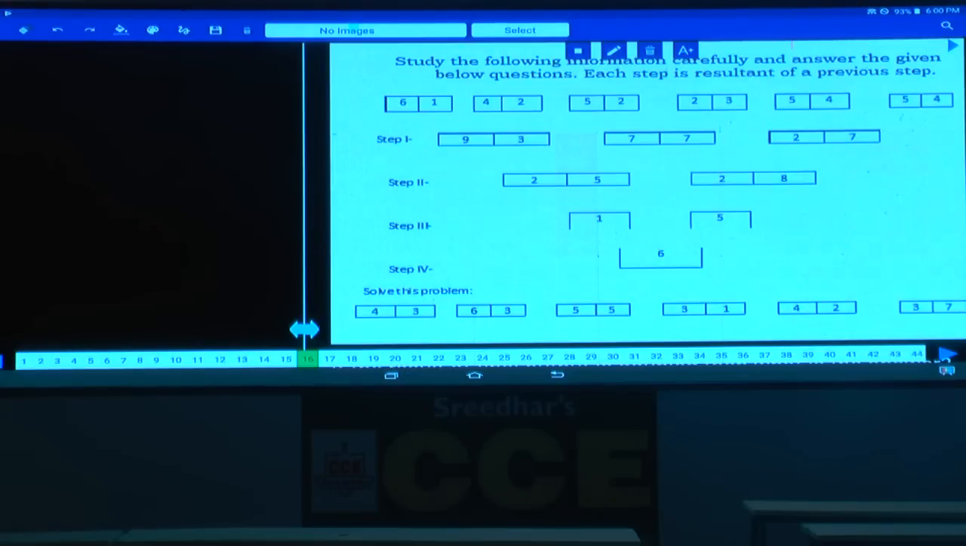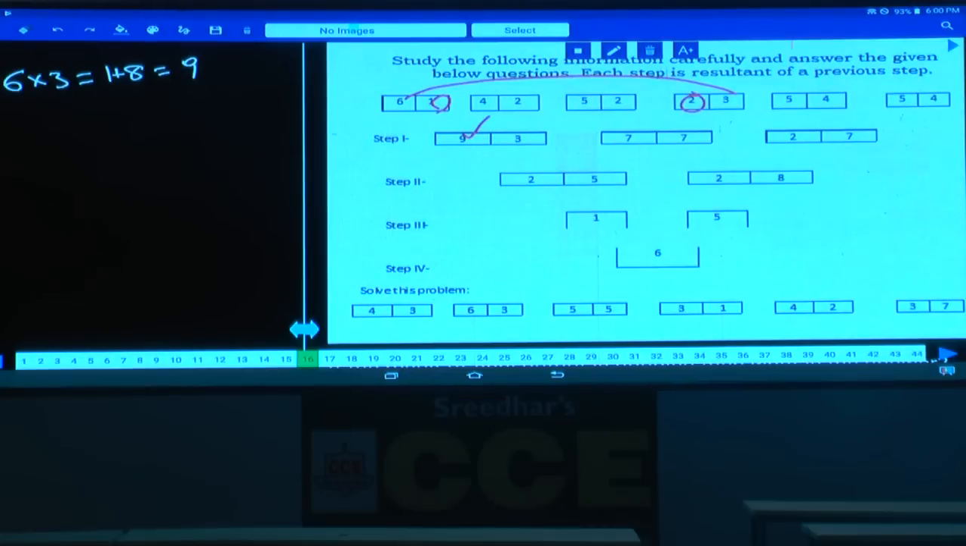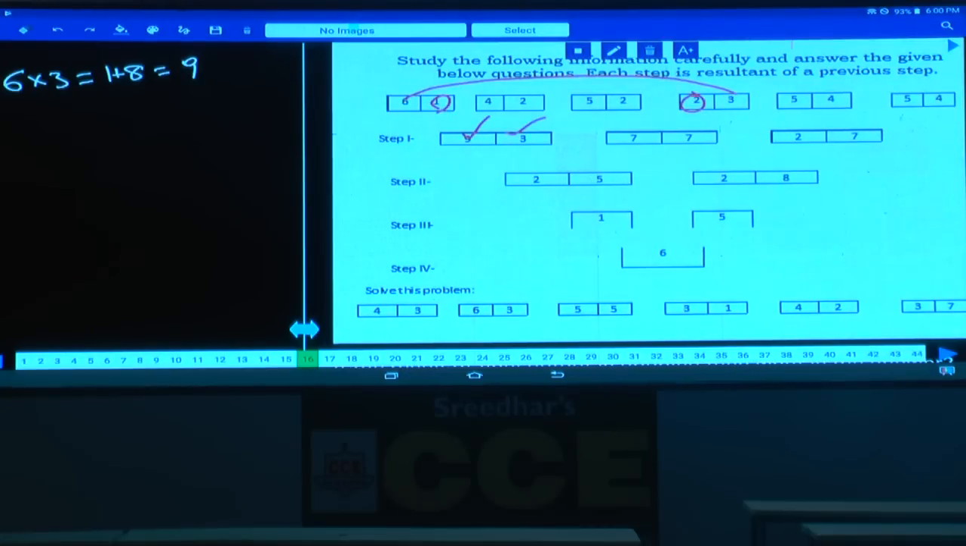Now sir, if you multiply the first one and the third one, 6 and 3, what is the product of this one? 6 into 3 is 18. Now in this 18, the sum of the digits 1 plus 8 is how much? 9. And this 9 has come like this. Okay, then again coming to this one, this is 1 and this is 2. Now this 1 plus 2 is 3. Done with this?